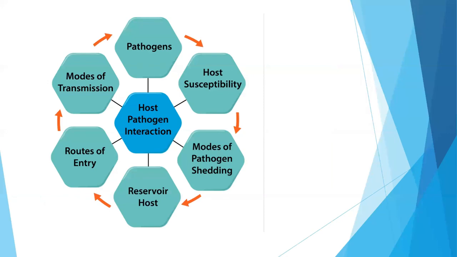Also, host-pathogen interaction is shown here. Through the reservoir host, it can get through the routes of entry, also through the different modes of transmission. The pathogens can enter and cause host susceptibility, it can cause host infection, and again the pathogen can be spread out, and it can transfer from one host to another host. Now this is the typical timeline of host-pathogen interaction.